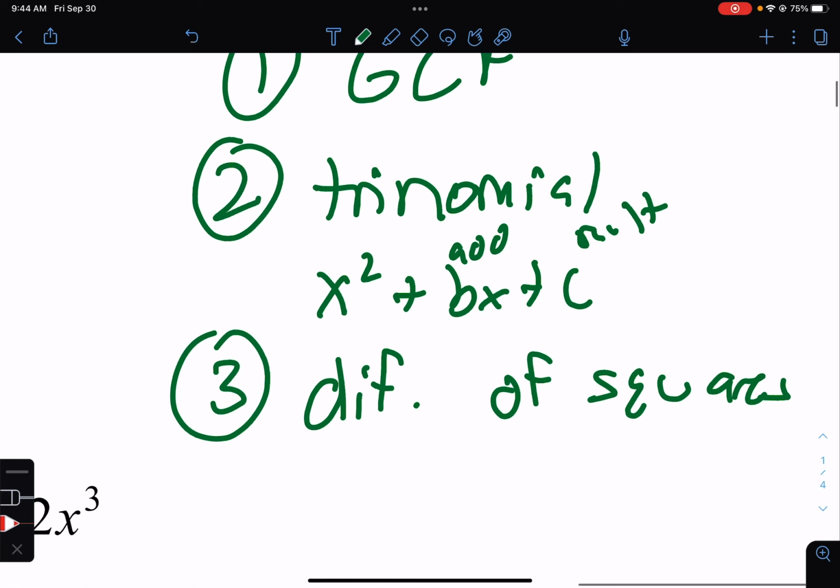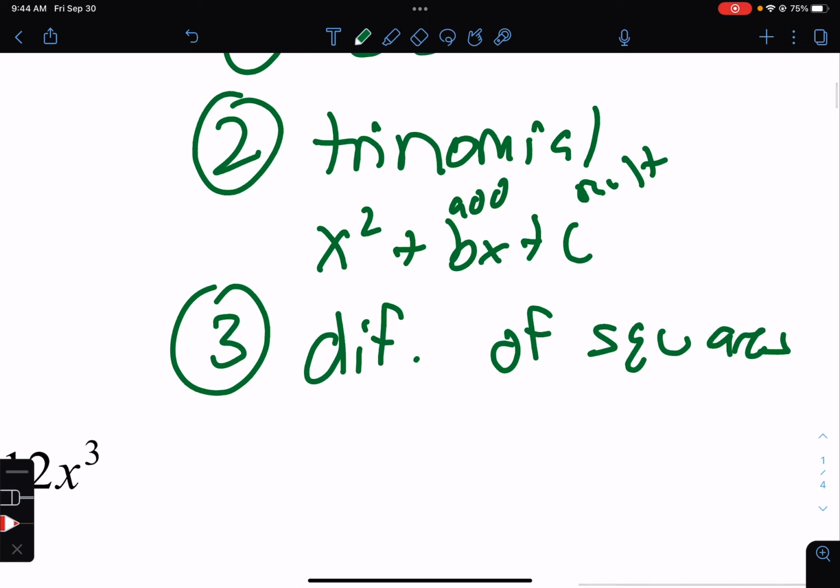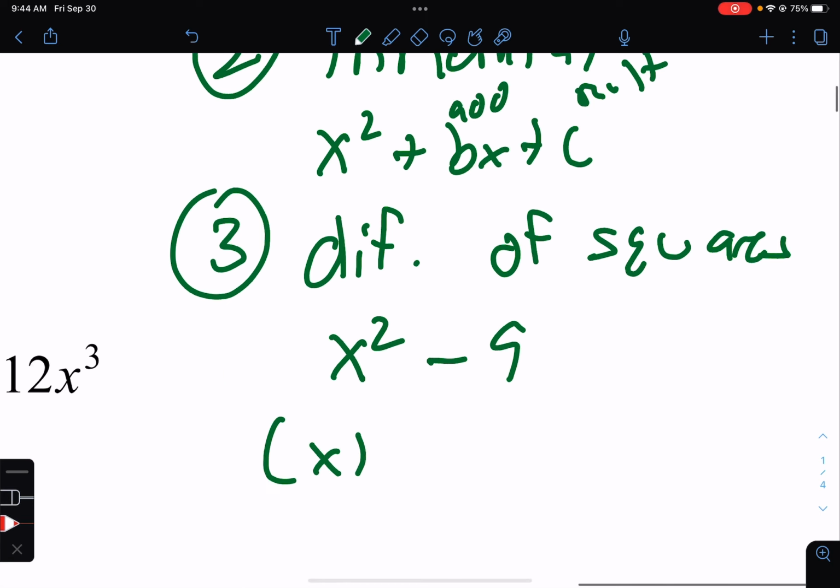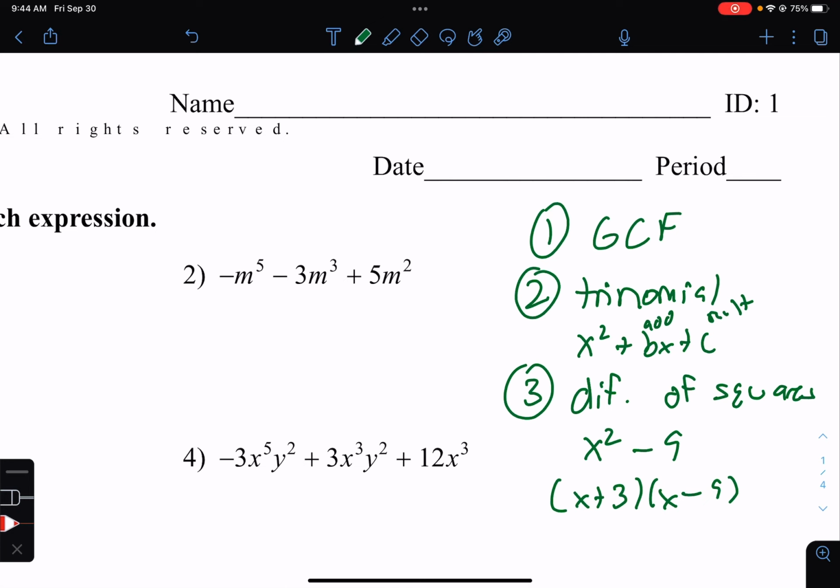That's going to be something that you can take the square root of. Let's say we had x squared minus 9, right? You would do (x plus 9), no, (x plus 3)(x minus 3). So make sure that you check for all of these things before you say, I'm done.